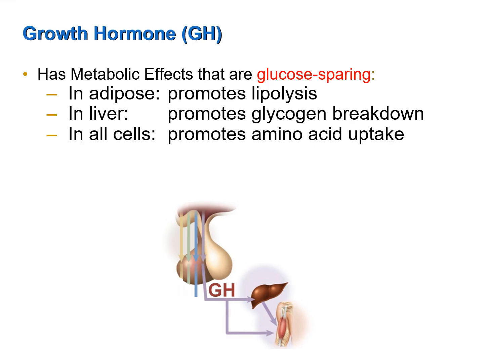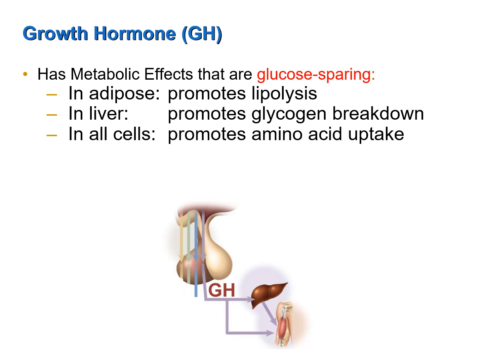Growth hormone has a very important glucose sparing effect. It promotes the utilization of fat as a source of energy rather than glucose and protein. Growth hormone targets adipose tissue, causing the breakdown of fat to be used for energy. The breakdown of fat is called lipolysis, if you remember.